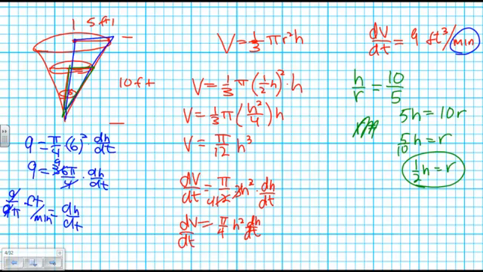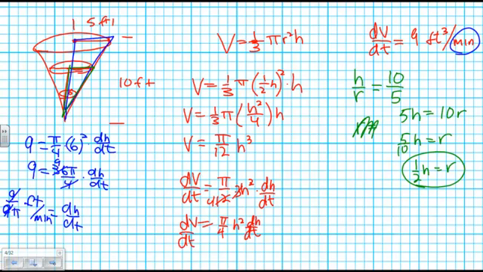All right. And there's your classic conical tank problem. Almost all the conical tank problems, by the way, are going to have some sort of similar triangle thing that you're going to have to use to get the relationship between r and h and get it down to one variable. All right. What's left?